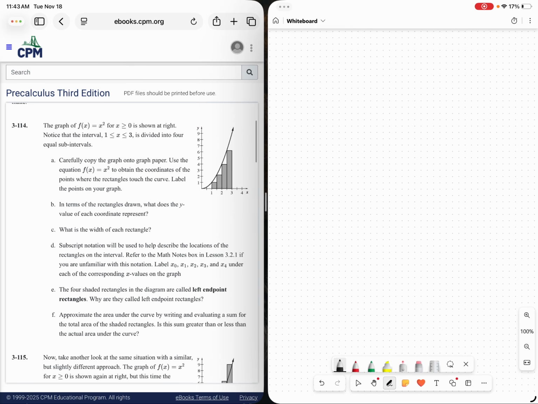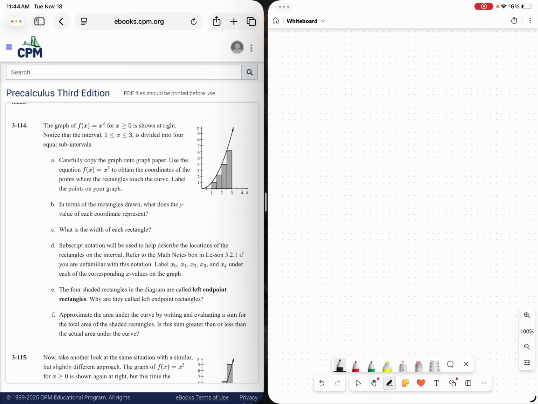So first thing we have here is the graph of f of x equals x squared shown at the right. It's for x greater than 0. So they started at 0 and showed us the right side of x squared here. But notice that the interval 1 to 3 is divided into 4 sub-intervals. So what they did is they took the interval from 1 to 3 and divided it into 4 equal pieces. Kind of looks like a bar graph. So carefully copy the graph on your graph paper and use this equation to obtain the coordinates of the points where the rectangle should touch the curve.